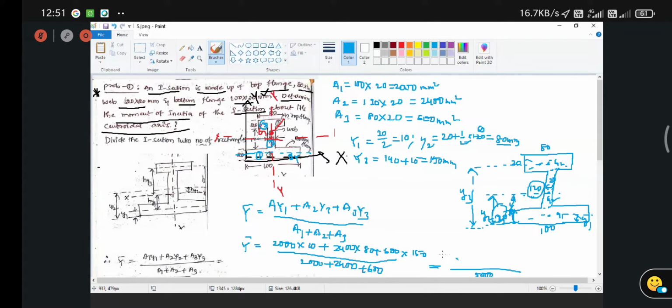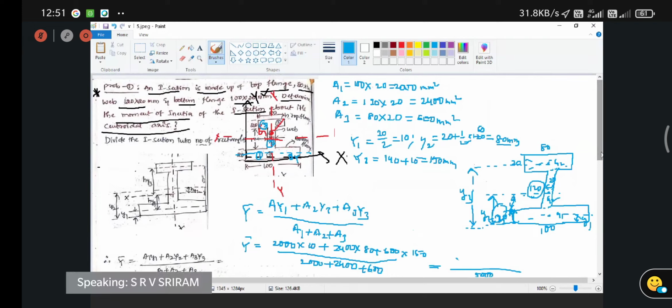If you give me some time, I will calculate and tell you. 2000 into 10 plus 2400 into 80 plus 600 into 150, divided by 5000. If you calculate, you are going to get exactly 60.4. Is it correct? 75.33 is what you are going to get, so 75.33 means we have done mistakes.